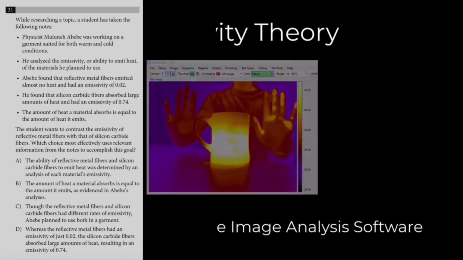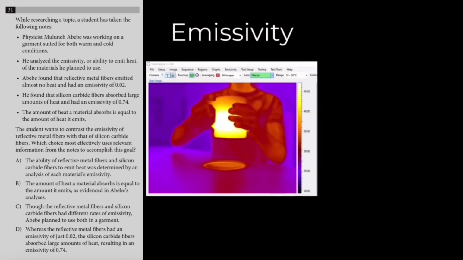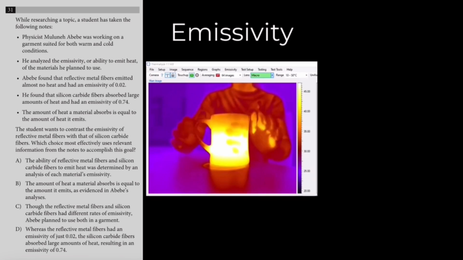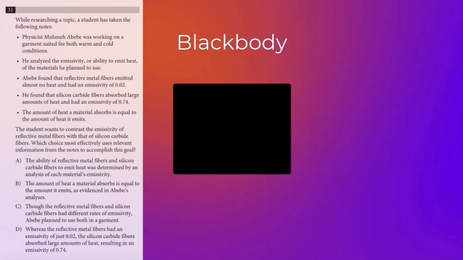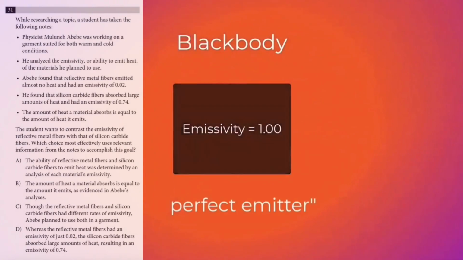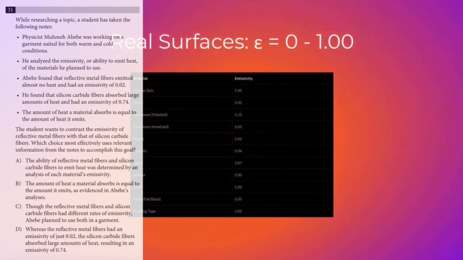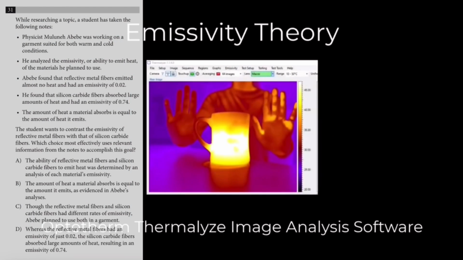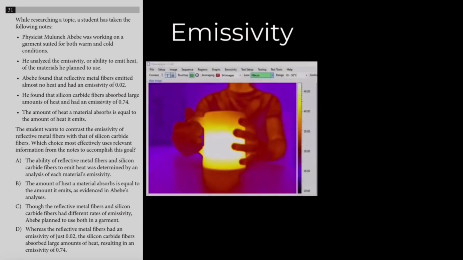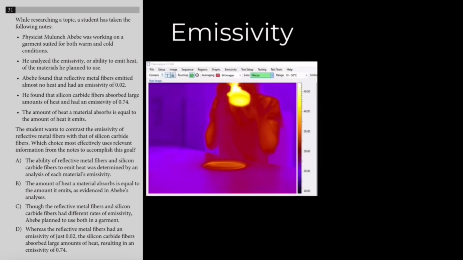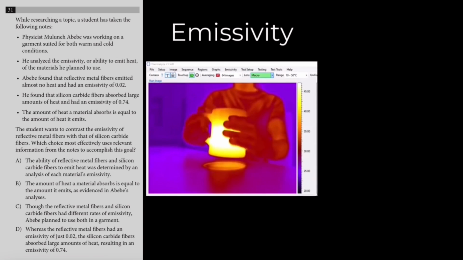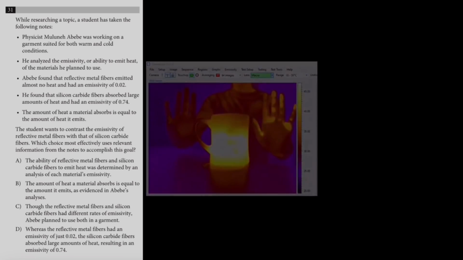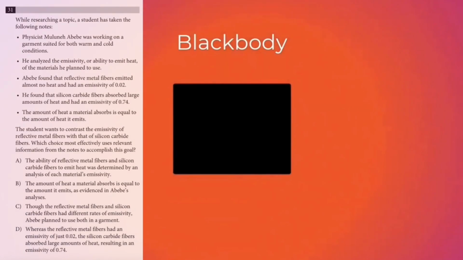A. The ability of reflective metal fibers and silicon carbide fibers to emit heat was determined by an analysis of each material's emissivity. B. The amount of heat a material absorbs is equal to the amount it emits, as evidenced in Abebe's analyses. C. Though the reflective metal fibers and silicon carbide fibers had different rates of emissivity, Abebe planned to use both in a garment. D. Whereas the reflective metal fibers had an emissivity of just 0.02, the silicon carbide fibers absorbed large amounts of heat, resulting in an emissivity of 0.74.